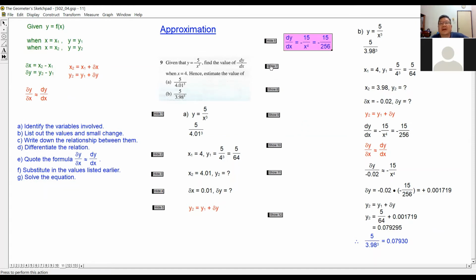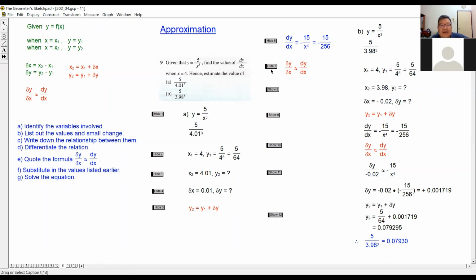y2 minus y1? Oh, cannot. You have to use this formula: delta y over delta x equals dy/dx. Okay, delta y over delta x equals dy over dx. So what is the dy/dx? You have to differentiate this one. Differentiate this one, you find the dy/dx.